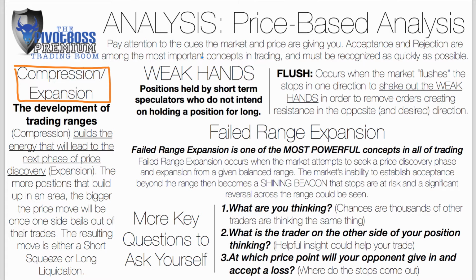right? These are concepts we talked about in the previous part 1 training course, auction market theory, when we talked about balanced markets and imbalanced markets. Compression would suggest a balanced market. Expansion would be an imbalanced market. So the development of trading ranges, like compression, builds the energy that will lead to the next phase of price discovery, expansion. That's super important.